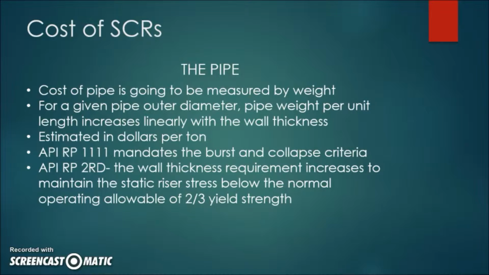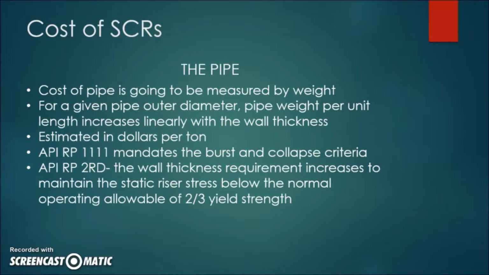Hi, I'm Billy Compton, and I'm going to talk about the cost of SCRs. The cost of a pipe is going to be measured by weight. For a given pipe outer diameter, pipe weight per unit length increases linearly with the wall thickness. It is estimated in dollars per ton.